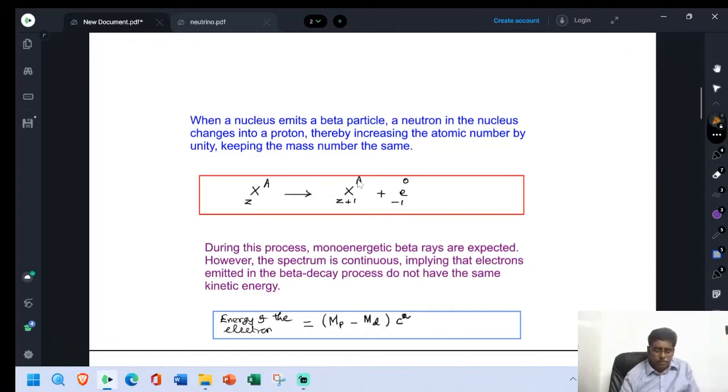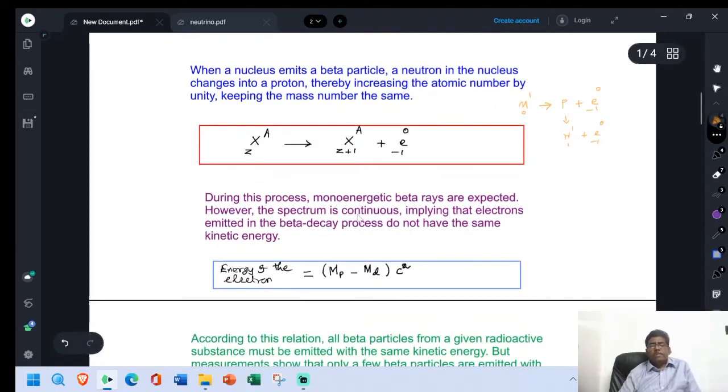During this process, a neutron is converted into a proton with the emission of an electron. The proton is H11, and the electron e minus has atomic number 0, so there is no change in the mass number. A nucleus does not have an electron inside it, even though it emits an electron. This is due to the conversion of a neutron into a proton.